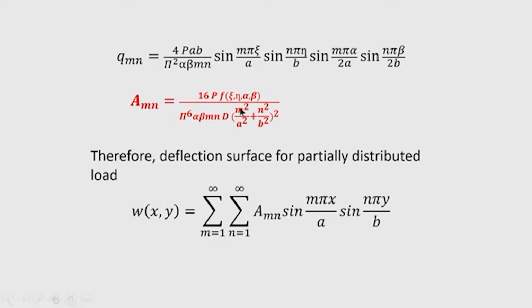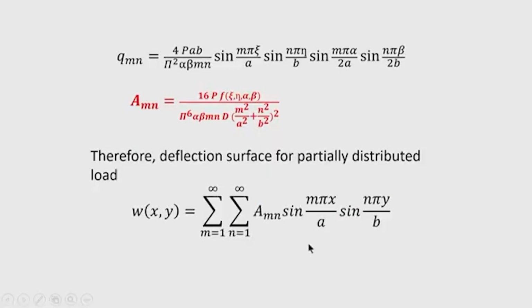If m is equal to 1, you will get 1 half wave along the x direction. If m is equal to 2, you will get 2 half waves along the x direction. If m is equal to 3, you will get 3 half waves in the x direction. Similarly, if n is equal to 1, you will get 1 half wave in the y direction. If n is equal to 2, you will get 2 half waves in the y direction, and so on. These are the parameters involved in A m n, the coefficient of the deflected curve.